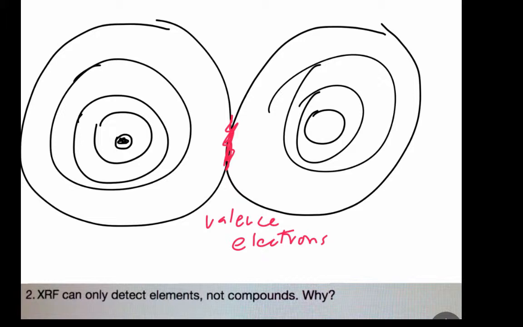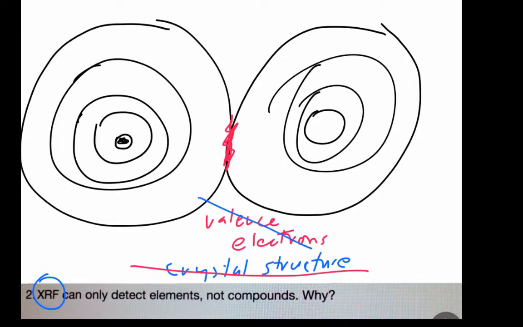In addition to that, what differentiates compounds from elements is not only this difference in the valence electron exchange or sharing, but also, likely, a different crystal structure. And so X-ray fluorescence can only detect these electron transitions here. It can say really nothing about crystal structure or what's happening with the valence electrons.